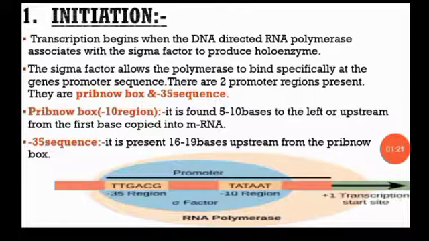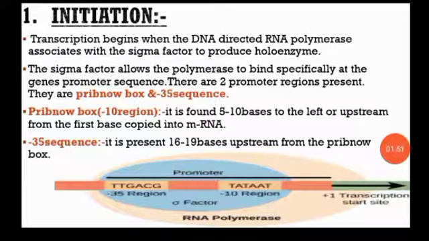There are two promoter regions present. They are the Pribnow box and the -35 sequence. Here we can see in this diagram, this is the -10 region, which is known as the Pribnow box, and this is the -35 region. Basically, the Pribnow box, which is the -10 region, is found 5 to 10 bases to the left, or upstream, from the first base which is copied into mRNA.